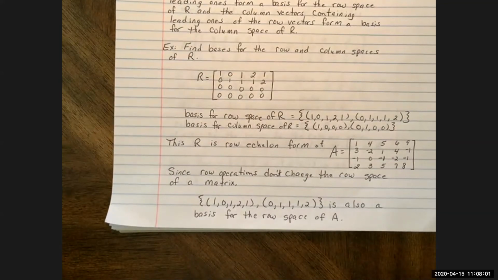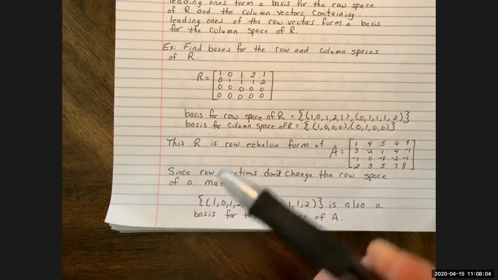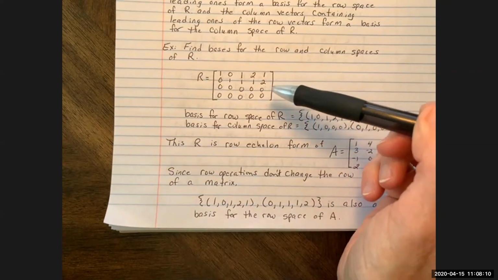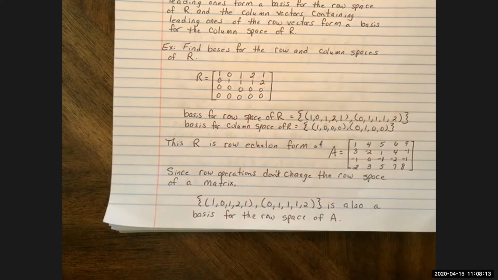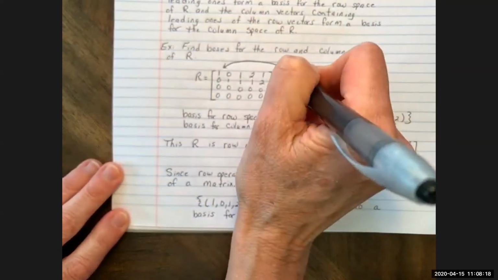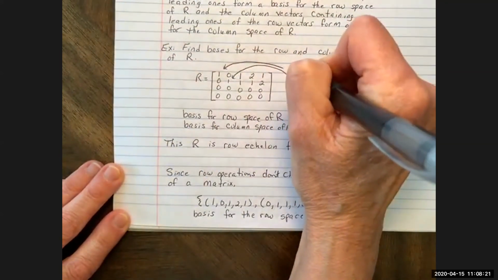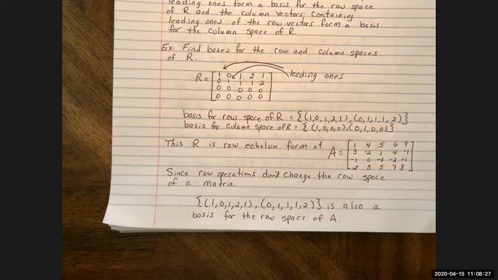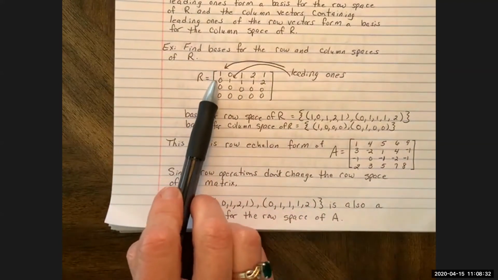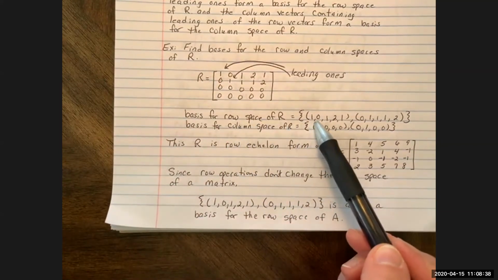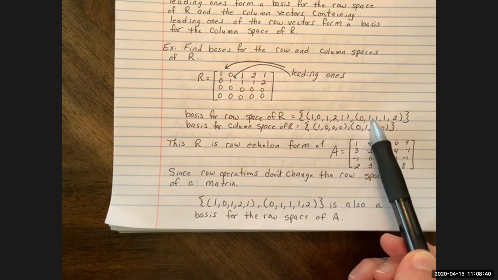Find the basis for the row and column spaces of R. This is a matrix that is in row echelon form. Actually, it's reduced row echelon form, but it doesn't really matter. The leading ones are here and here. So those tell me which basis vectors I want to use for the row and column space. For the row space, I'm going to use row 1 and row 2 because that's where the leading ones are. That gives me a basis for the row space of R being the first and second rows of that matrix.